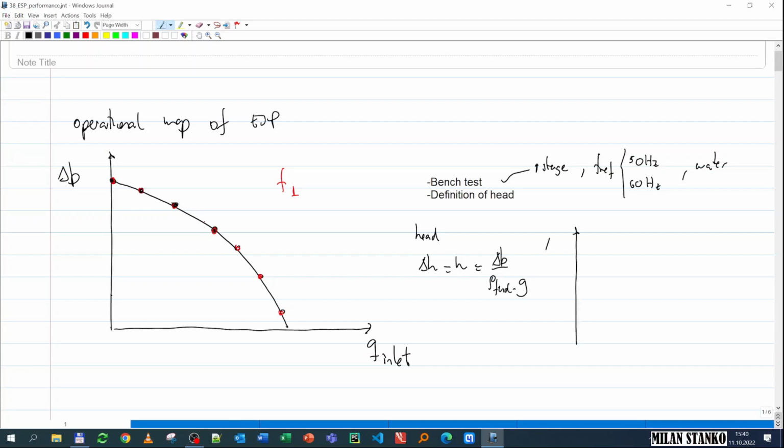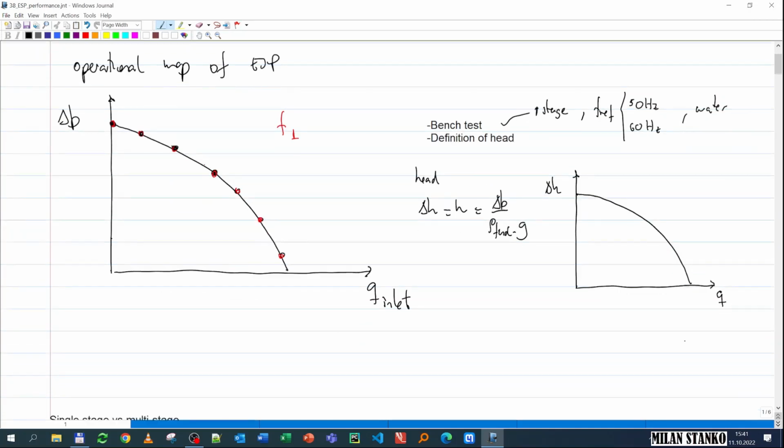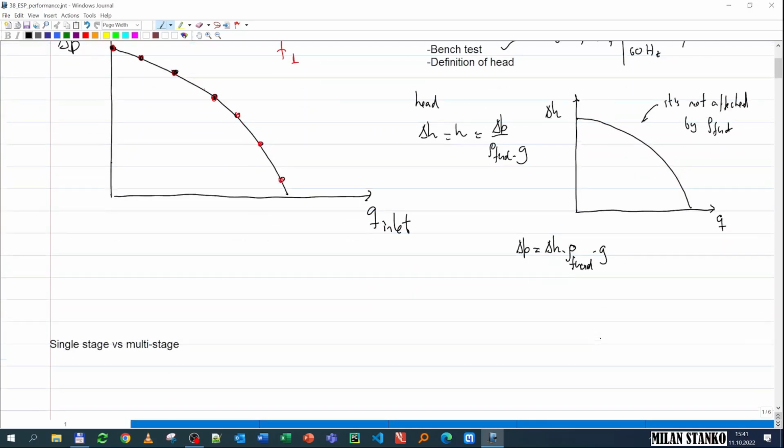If you were going to plot the head, the performance curve using head, what you find out is that you simply have the same behavior but scaled down. And the reason to use head is that this curve is not affected by the density of the fluid. So if you have a fluid, for example, an oil which has less density than water, both of them are going to have the same curve. And then to calculate the delta P that the pump is going to provide, you simply multiply the head times the density of the fluid times G. However, this curve is actually affected by the viscosity of the fluid.